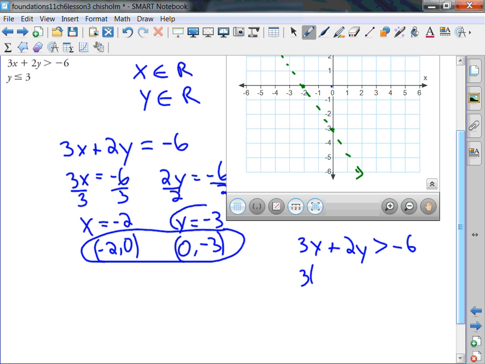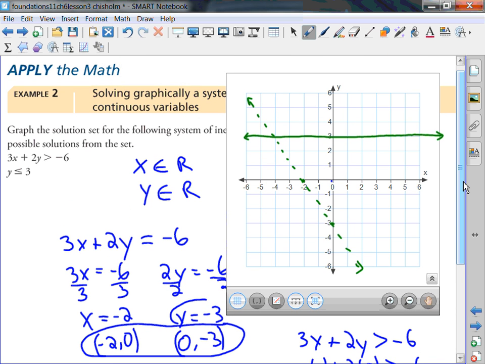So 3 times 0 plus 2 times 0 should be greater than negative 6. 0 plus 0 is 0. We should get 0 is greater than negative 6. Oh, that's not true. So where are we going to have to shade? We're going to have to shade below the dashed green line.